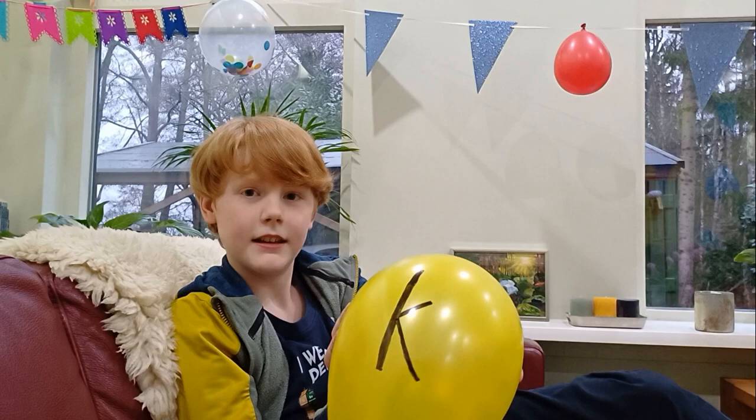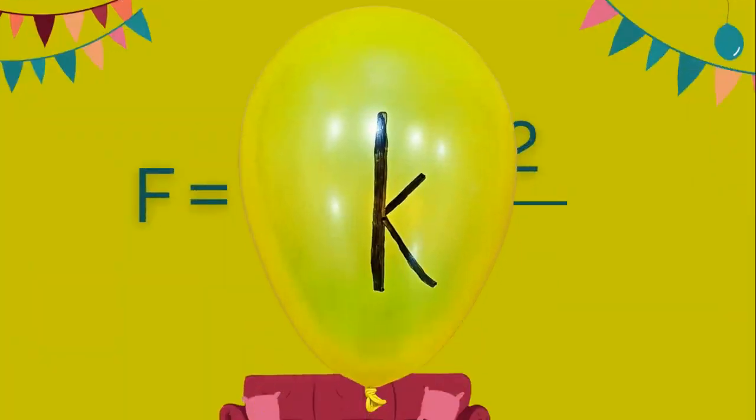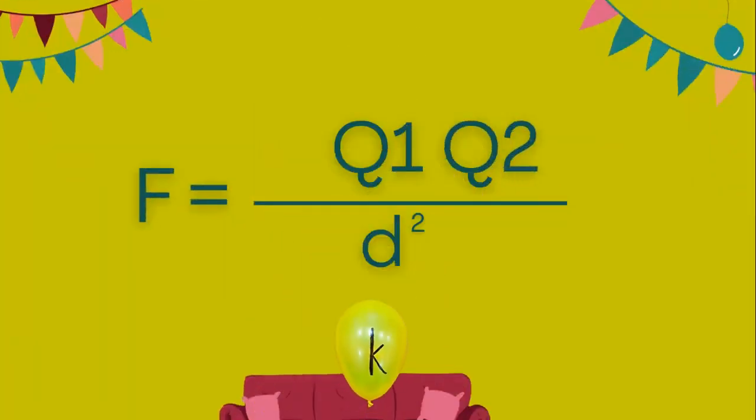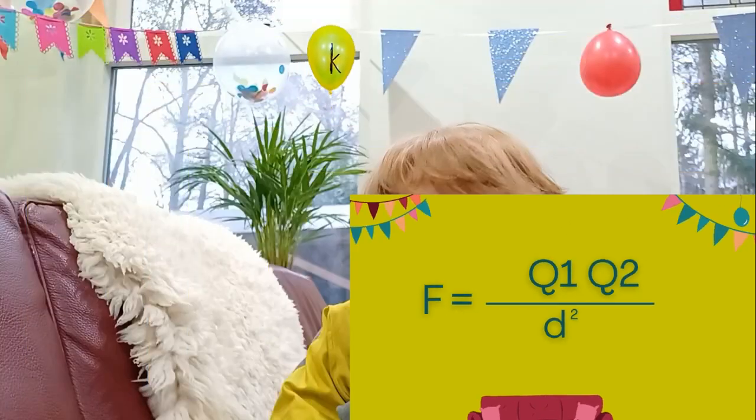So Coulomb came up with lowercase k. Lowercase k is a very small number. If we place k here, the force between these balloons is smaller. Just right for static electricity.